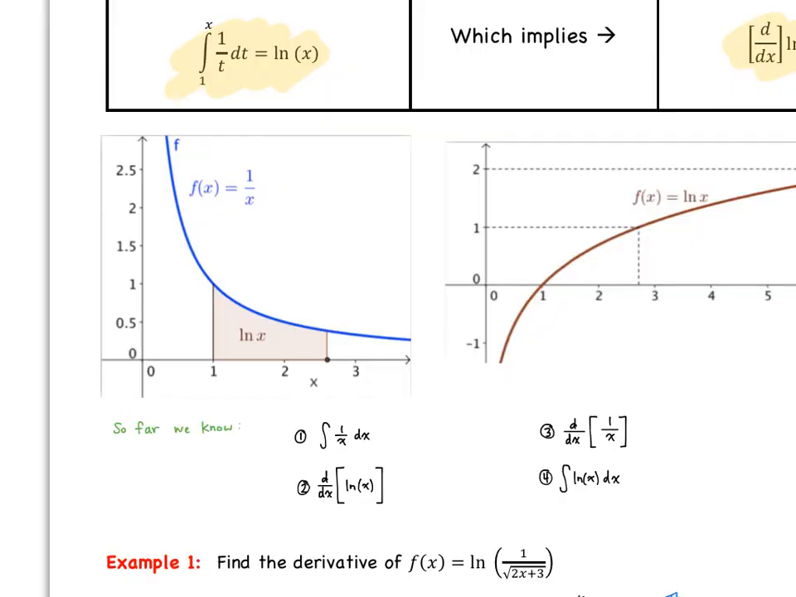Before diving into some examples, let's talk about what we know and what we don't know so far. After what we just talked about today, we know how to integrate 1 over x. It equals ln of x. We also know how to take the derivative of the natural log. We also know how to take the derivative of 1 over x. This has nothing to do with natural log, so keep that in mind.